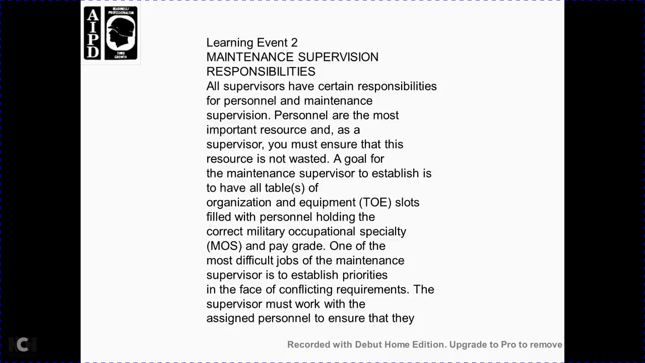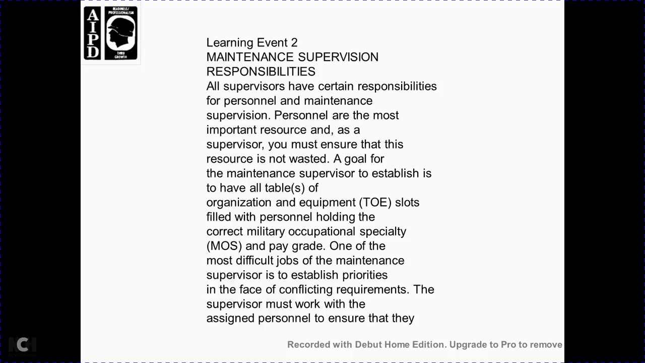Level 2, maintenance supervision responsibility. All supervisors have a certain responsibility for personnel. Personnel are the most important resource of the supervisor. You must ensure that this resource is not wasted. A goal of the maintenance supervisor is to have all the positions in the tables of organization and equipment, or TOE, filled with personnel holding the correct military occupational specialty and pay grade.